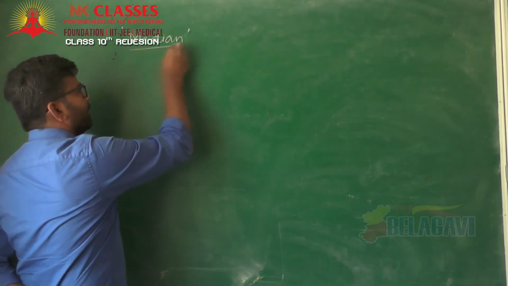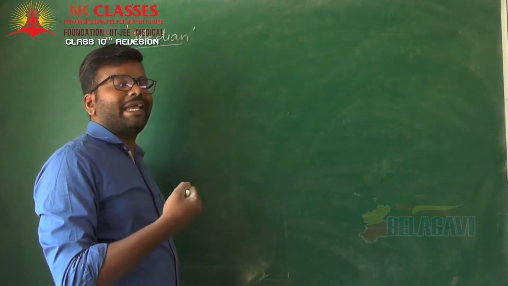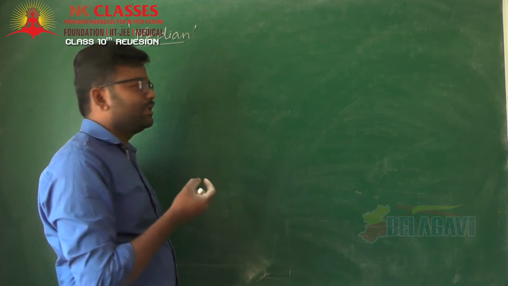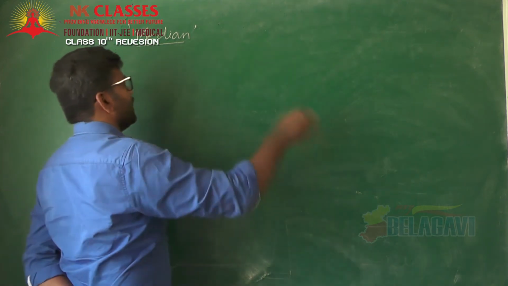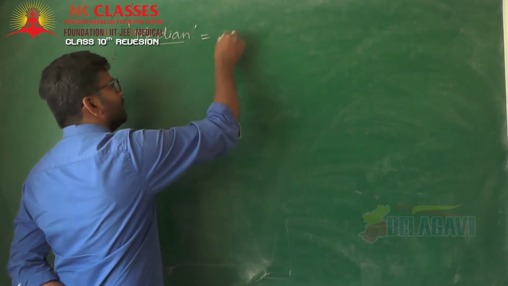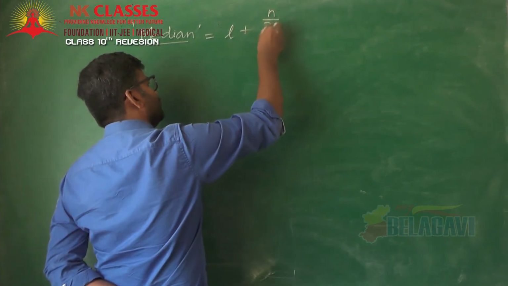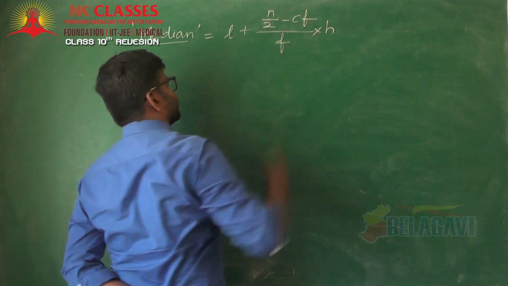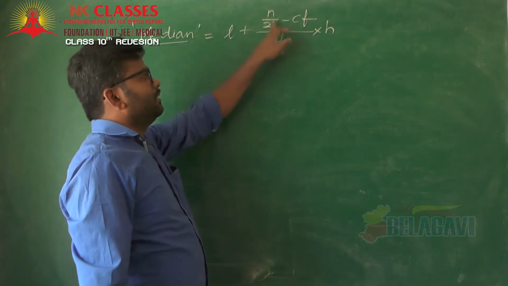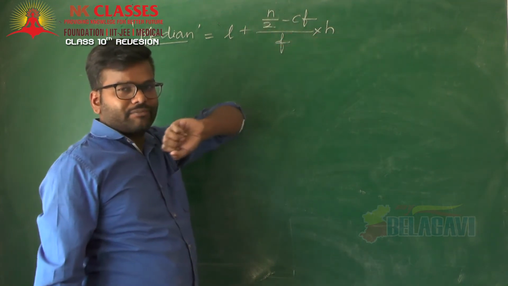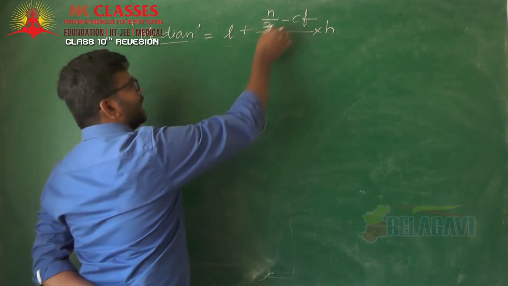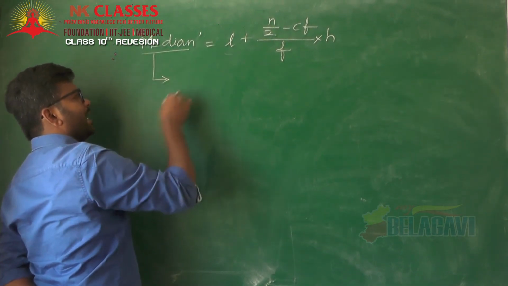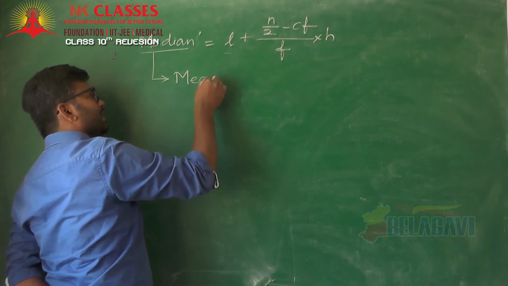Next is median. In case of ungrouped data, we will arrange the values either in increasing order or decreasing order, then find out the middle value, right? Or in case of grouped data, the formula is median is equal to L plus (N by 2 minus CF) upon F, into H. So here you may ask me, what are L, N by 2, CF, F and H? To know those values, first of all we should identify the median class of the given data.